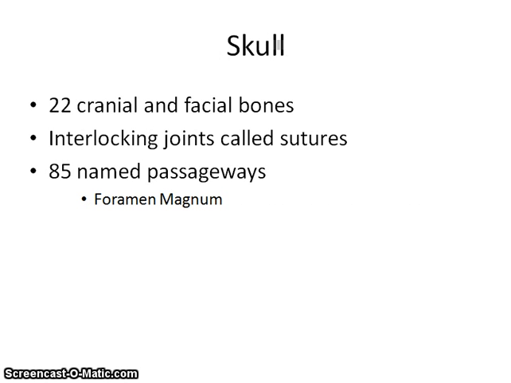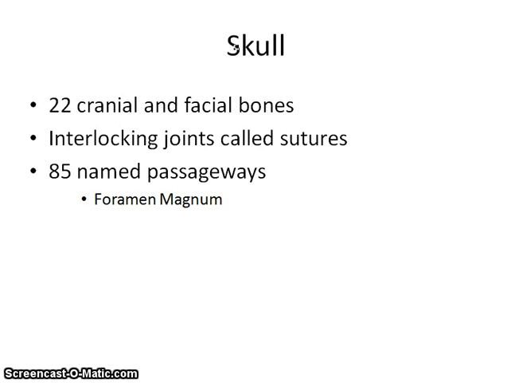So let's start from the top down. With the skull, we have 22 cranial and facial bones. So just within your head, you have 22 different bones. All of these bones are joined together with joints that are called sutures. And a suture is really just kind of a sewing term. So if you're sewing something together, it fits really closely. That's where this name came from.